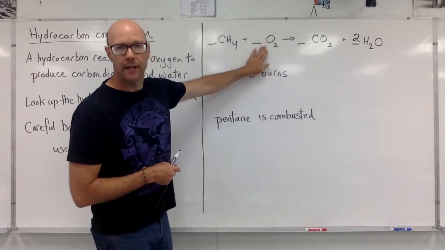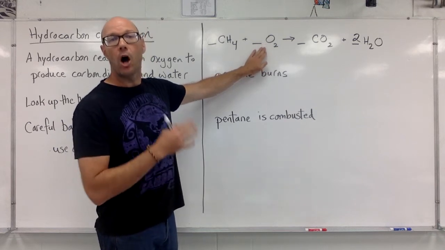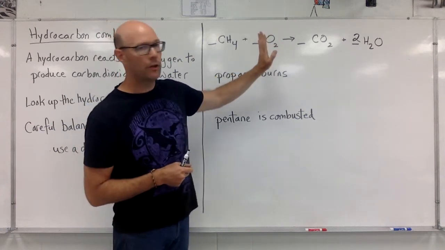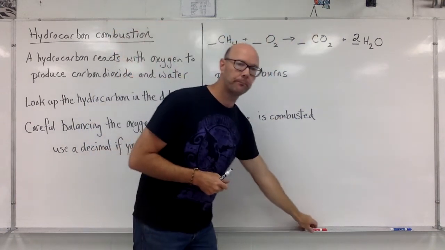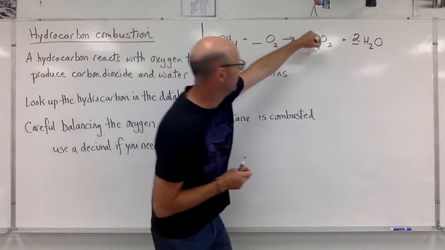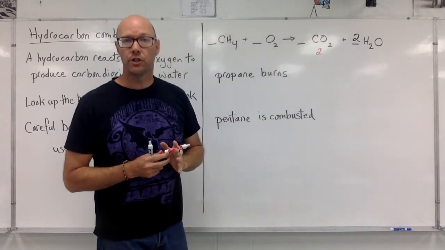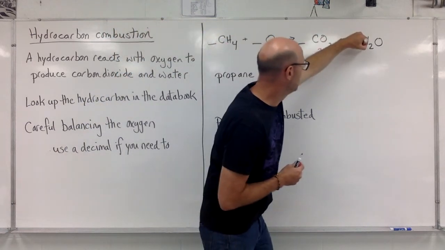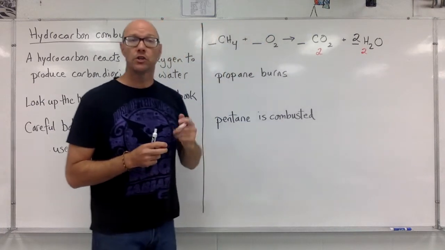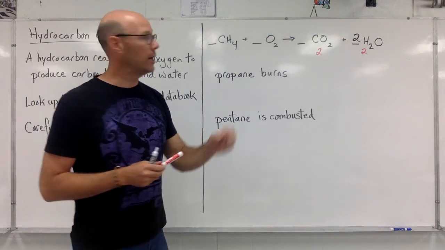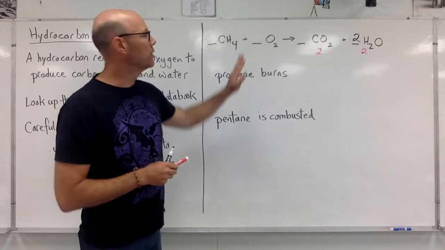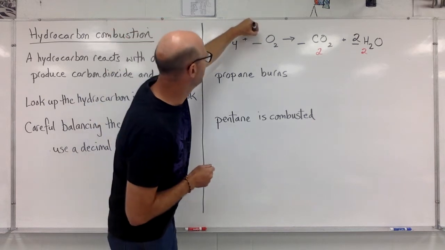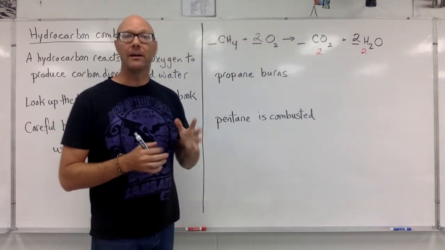The left-hand side of the arrow, these oxygens right here, are going to balance all of the oxygens on the opposite side. So how many oxygens in total are there on the right-hand side of the arrow? We have CO2. That has 2 oxygens in it. We have 2 H2O, which also represents 2 oxygens. So in total, on the right-hand side of the arrow, there's 4 oxygens. So here on the left-hand side, I must have 4 oxygens as well. So I just put a 2 right there to balance the equation.